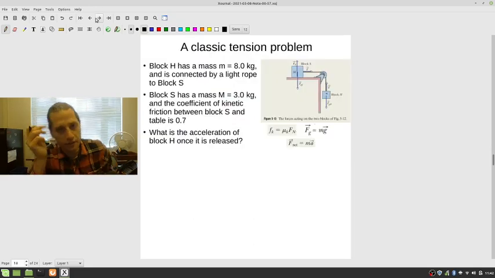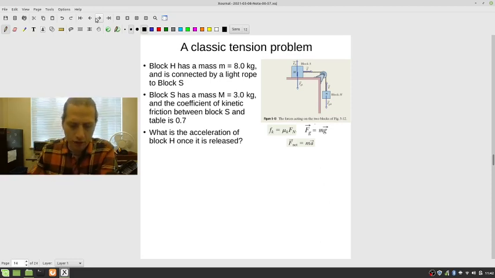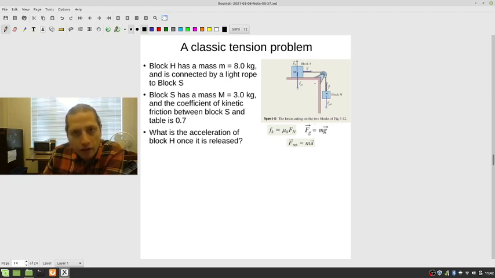Okay, so here's a classic problem. This is a machine called an Atwood machine. I think you might be doing something similar to this with Dr. Galava soon in lab. Okay, we have a block H with some mass of 8 kilograms. And we have block S, which has a mass of 3 kilograms.